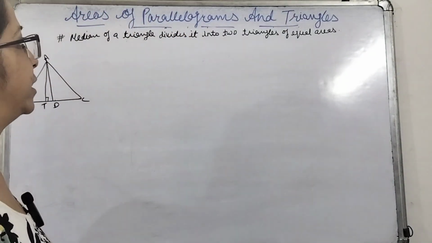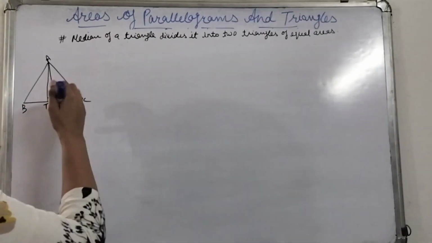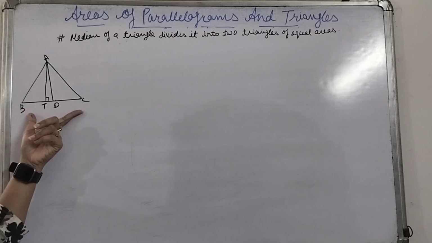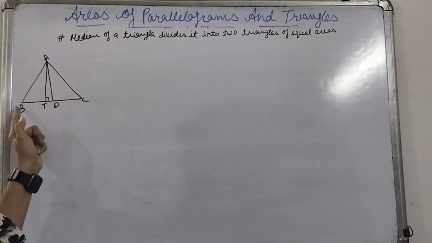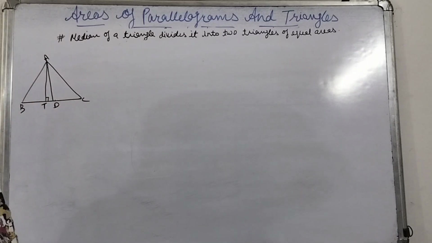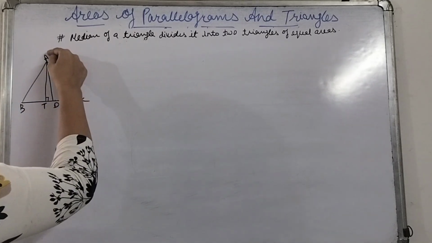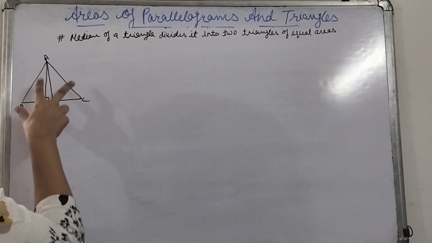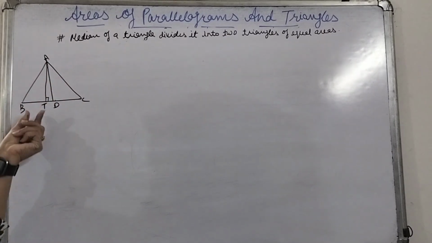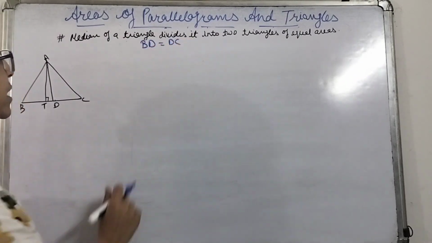The median of a triangle divides it into two triangles of equal areas. So first of all, what is a median? If from a vertex A we draw a median on the side BC, it intersects the side BC at point D, and this point D is going to bisect the side BC. That means the median bisects the opposite side. So BD will be equivalent to DC.